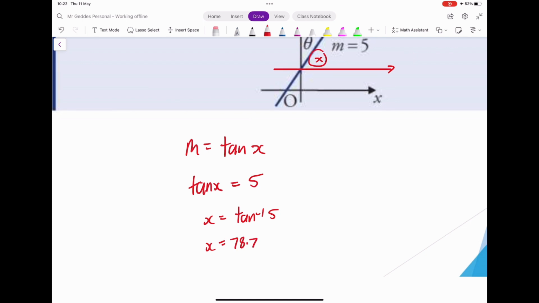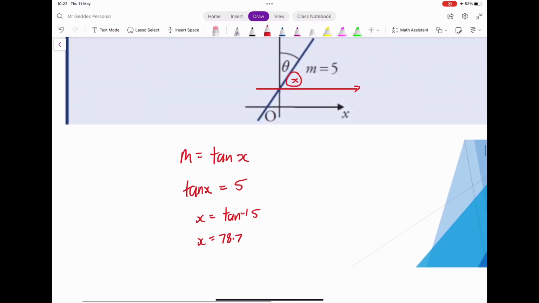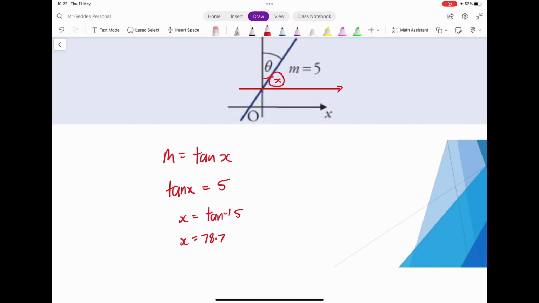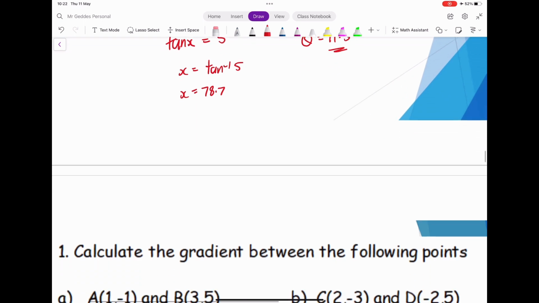78.7 degrees. And then, as I said, we'll need to find the actual theta angle this time. Since it meets the y-axis like that, we'll need to do 90. There's the right angle. 90 take away 78.7, and that's going to give us a theta of 11.3. Okay, so a wee bit different. You had to find the opposite this time, but we still used m equals tan theta, or rather the inverse of tan. That's a different type of question.